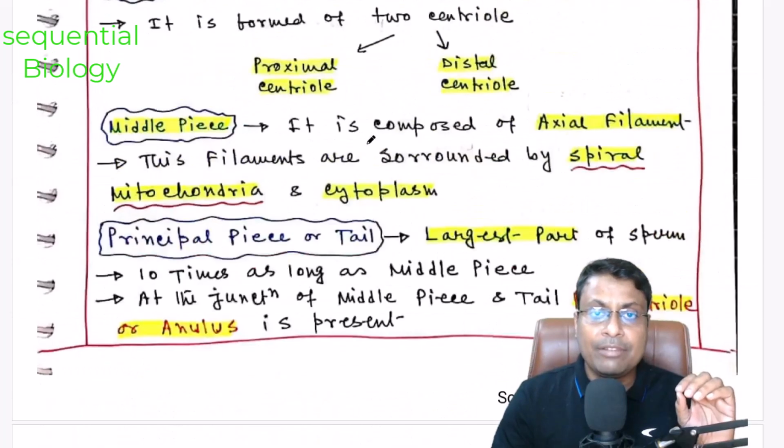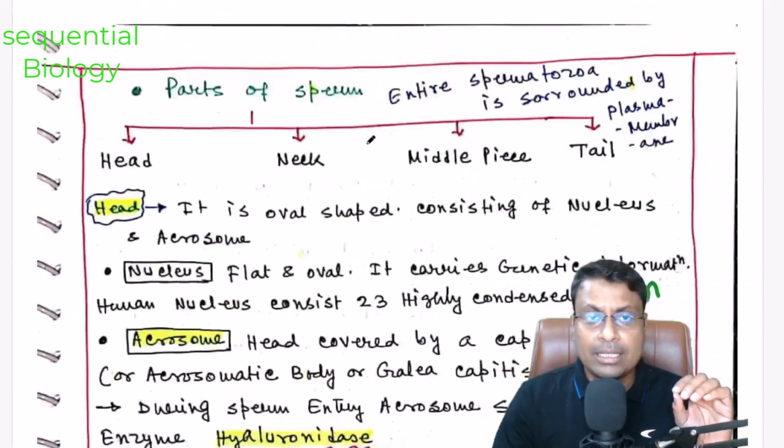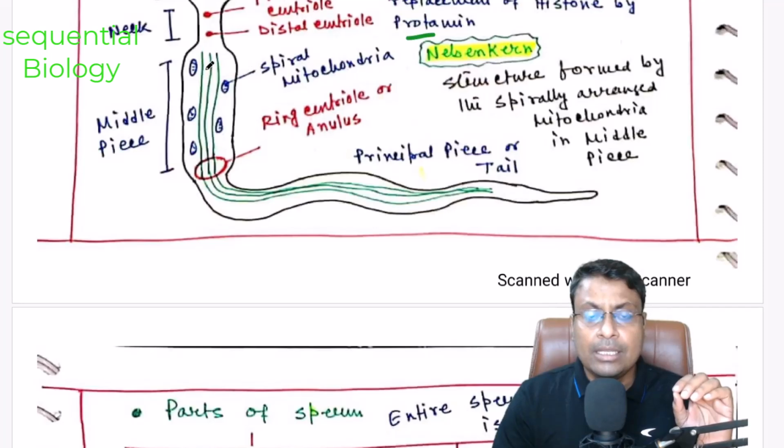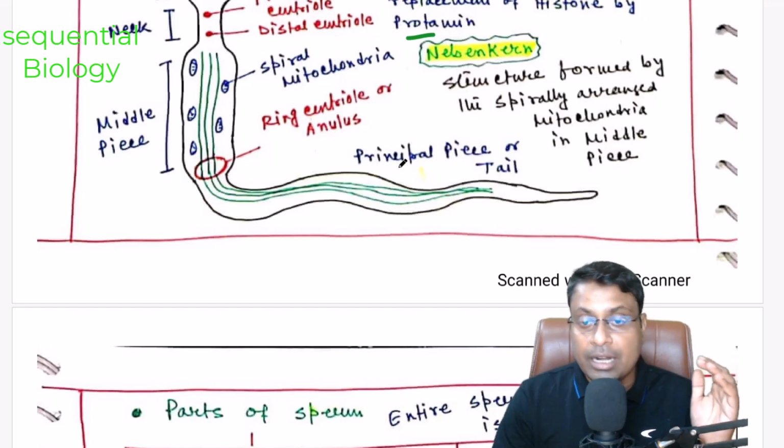The axial filament is very important. It helps in movement of the spermatozoa, and here you can see the axial filament, which extends from the middle piece up to the end of the tail region. No mitochondria or centriole are present. Actually, the ring centriole marks the ending of the middle piece. Just after the ring centriole, the tail region or principal piece starts.